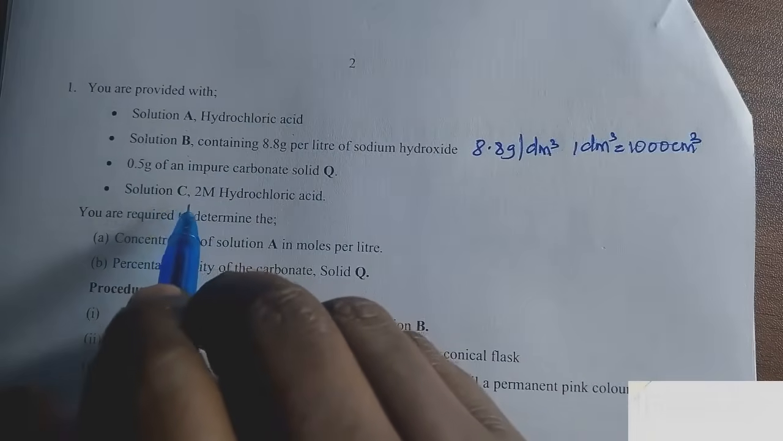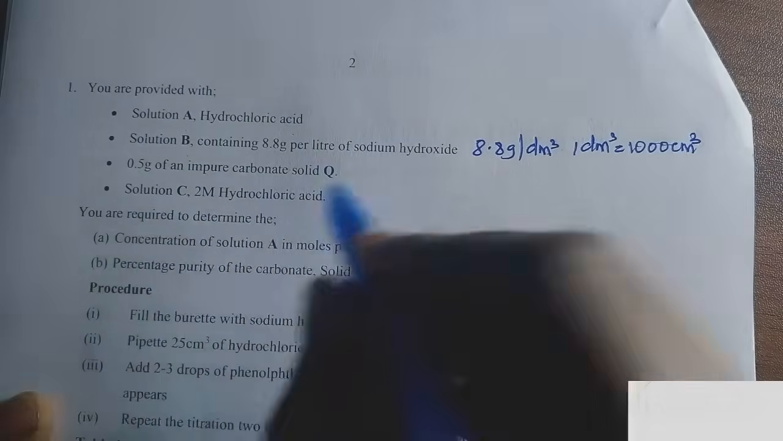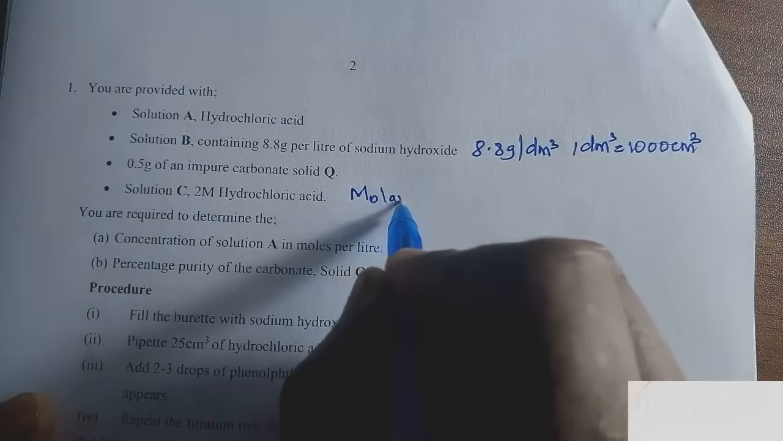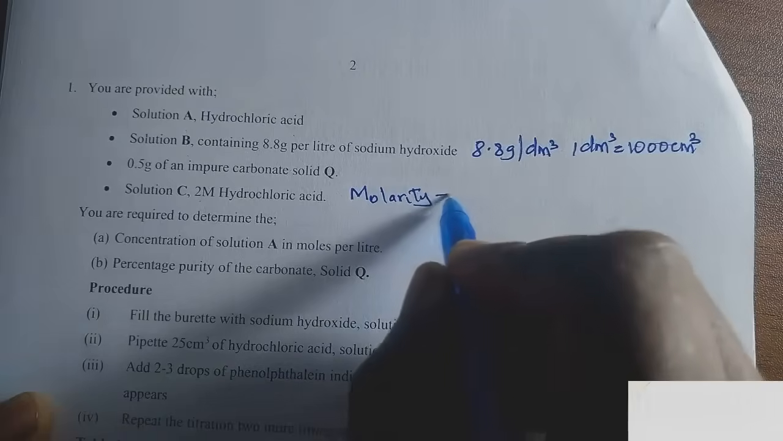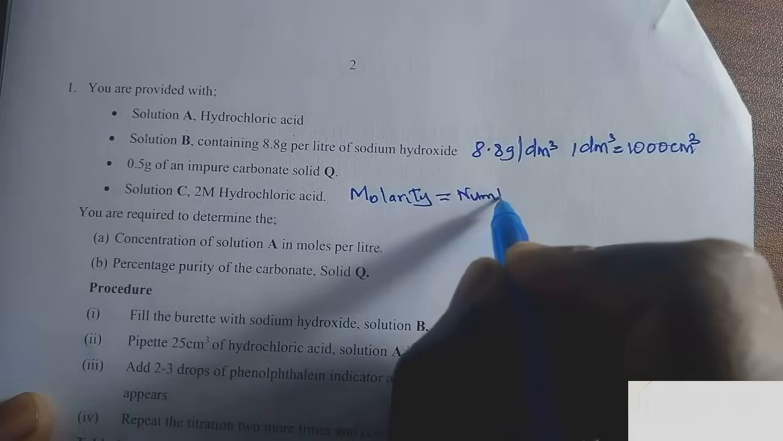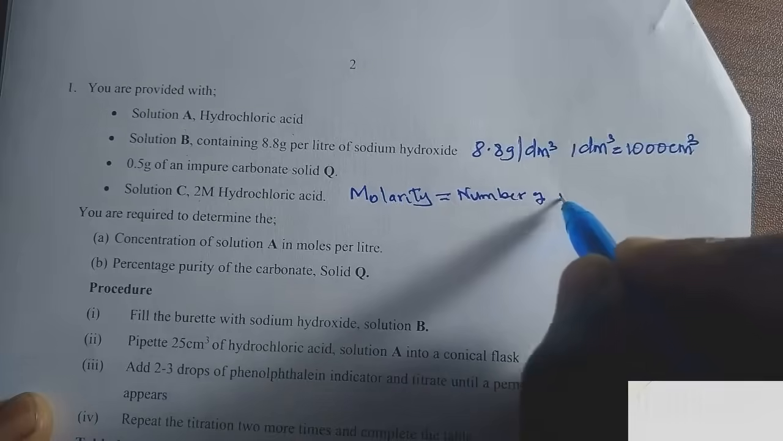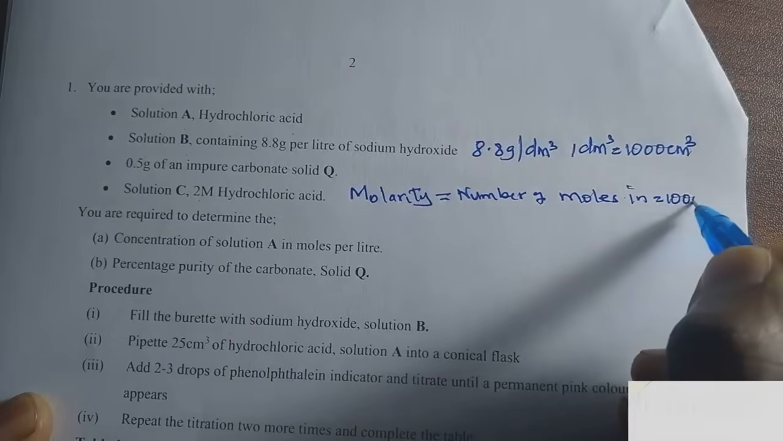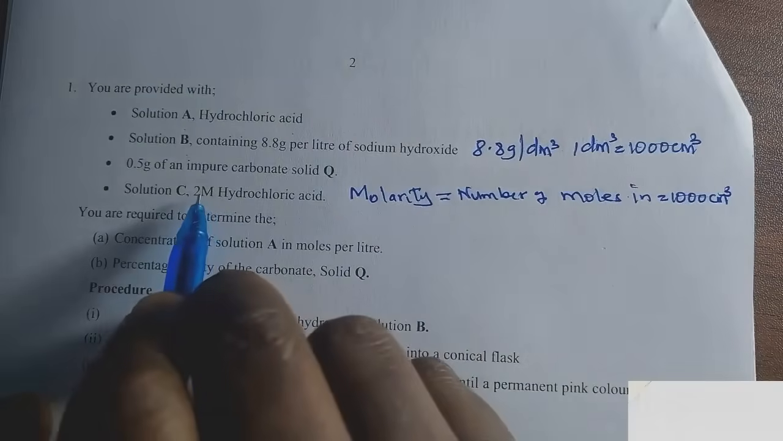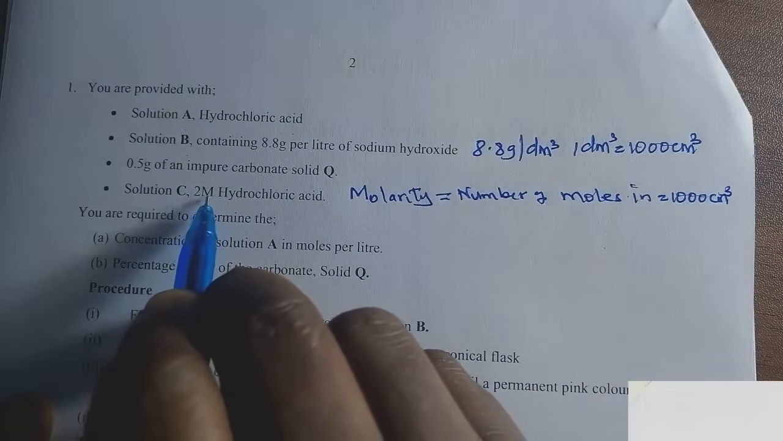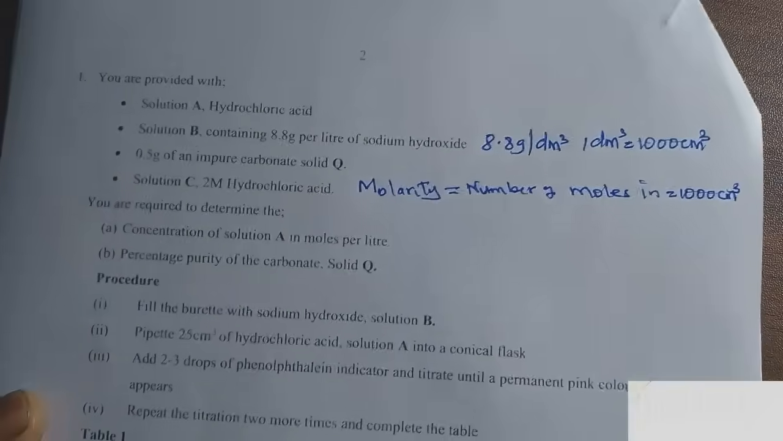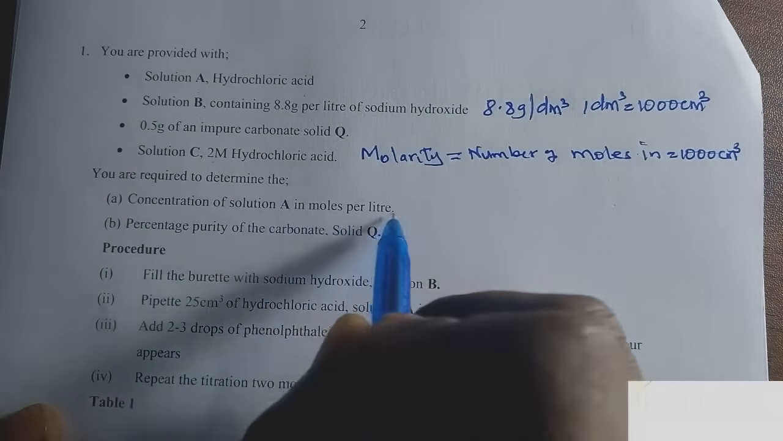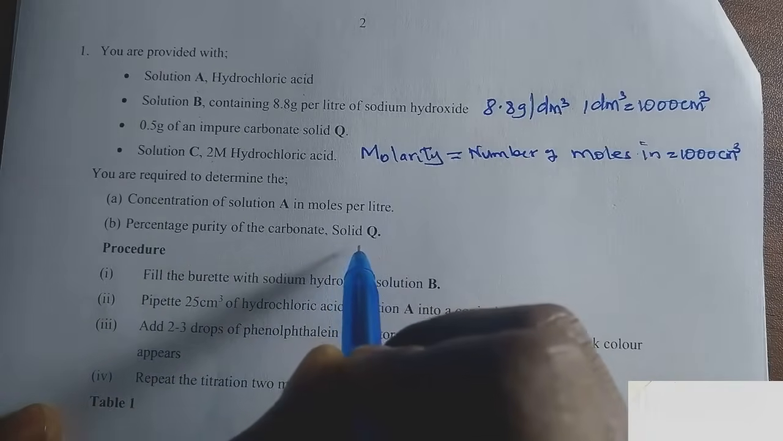Solution C contains 2 molar hydrochloric acid. So 2 capital M means molarity. M stands for molarity, and molarity is equal to the number of moles in a liter, in 1000 centimeters cube. So what this means is that the 2 is equal to the number of moles in 1000. Let's go to what we are required to determine: the concentration of solution A in moles per liter, and the percentage purity of the carbonate solid Q.